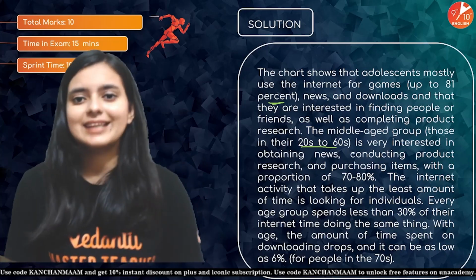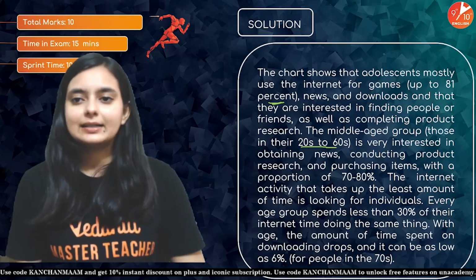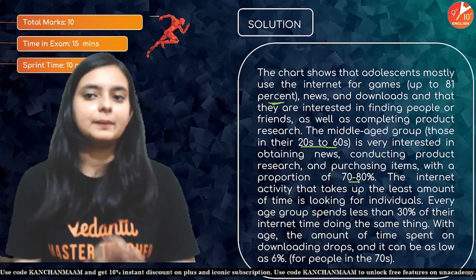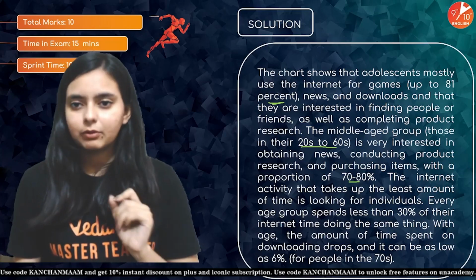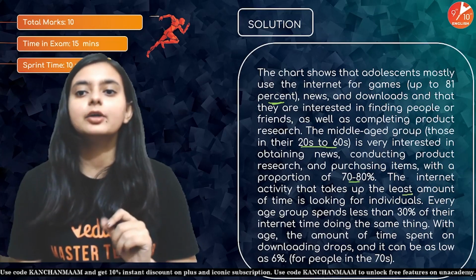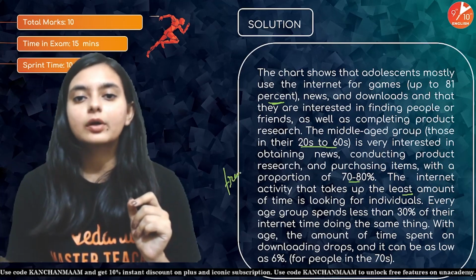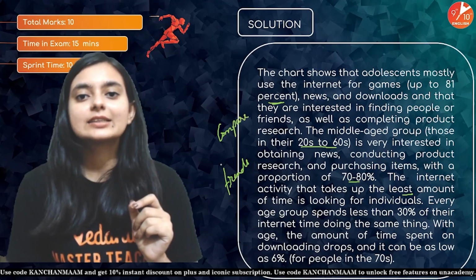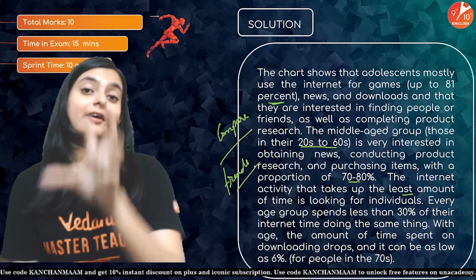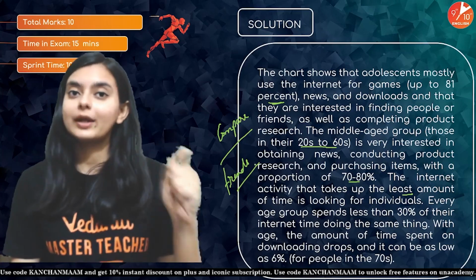Is interested in obtaining news, conducting product research, purchasing items with a proportion of 70 to 80%. The internet activity that takes up the least amount of time. So see here, you are creating the contrast. You're talking about the trends. So creating contrast, comparison, contrast, talking about the trends. These are the areas where you need to focus your attention, because these are scoring areas.